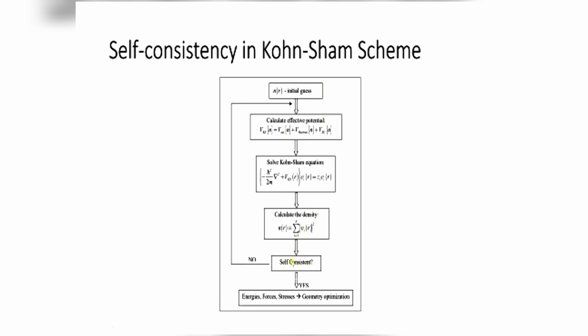So the final density that has a value equal to our initial guess is the true ground state electron density, and this electron density can be used to calculate all the ground state properties of a system. So that was all about Kohn Sham theorems and self-consistency in the Kohn Sham scheme.